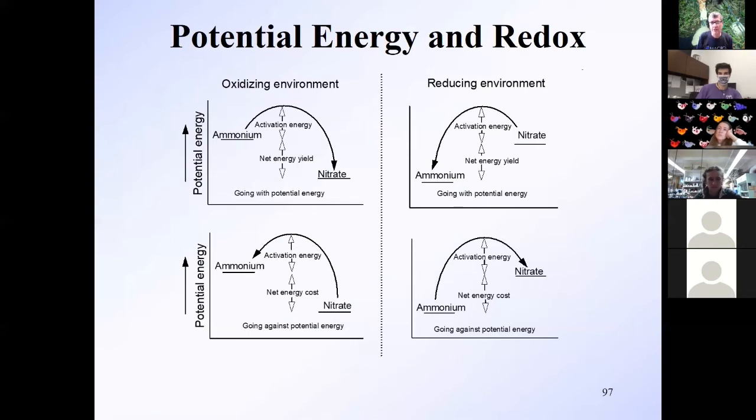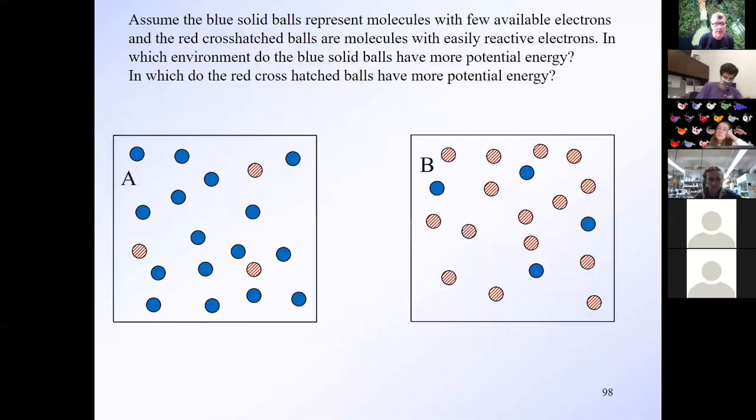What people don't understand is it's relative to the environment that you're in. So I tried to make a schematic of that, right? So the first question is this: there's A and B, and we've got these, we can call them molecules. There's blue solid molecules and red crosshatch molecules. In which environment do the blue solid balls have more potential energy, A or B?